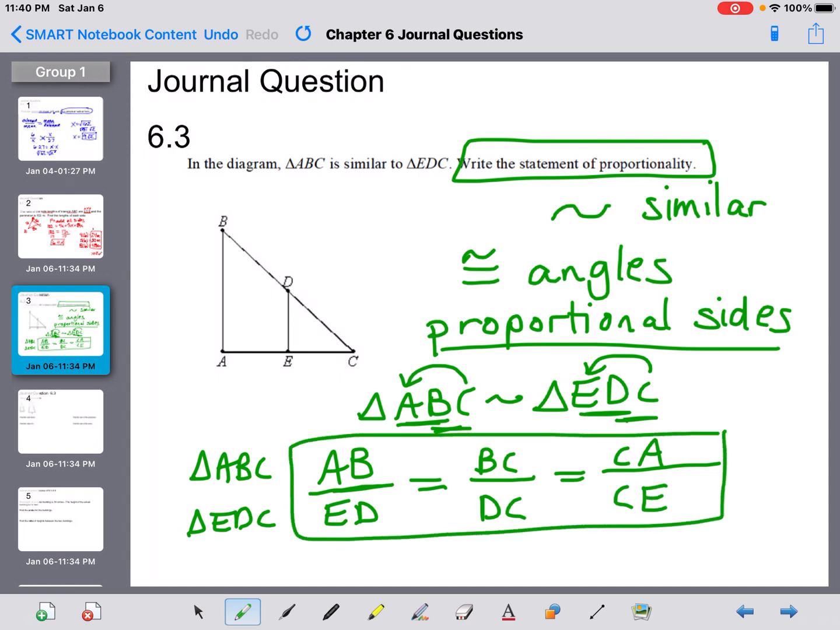The three ratios can move back and forth. They don't have to be in this order. And if any one of your names you want to flip-flop, so like some of us may have put AC here, make sure it's also EC. So if one of your tops is flipped, make sure the bottom is also flipped the same direction.